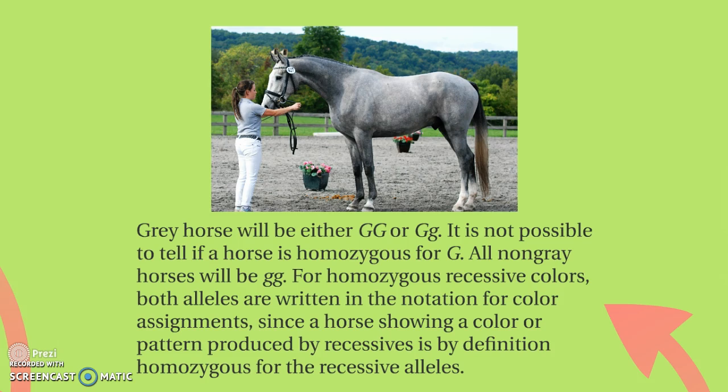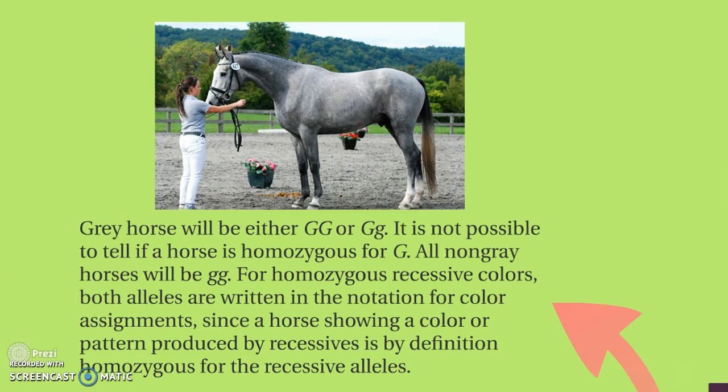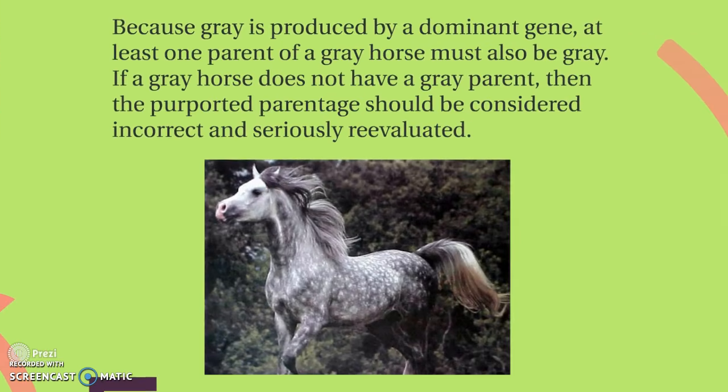For homozygous recessive colors, both alleles are written in the notation for color assignments, since a horse showing a color or pattern produced by recessives is by definition homozygous for the recessive alleles. Because gray is produced by a dominant gene, at least one parent of a gray horse must also be gray. If a gray horse does not have a gray parent, then the purported parentage should be considered incorrect and seriously reevaluated.